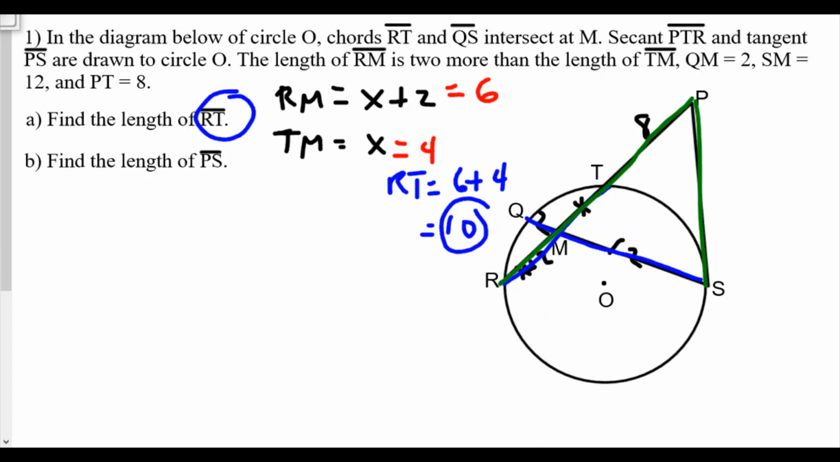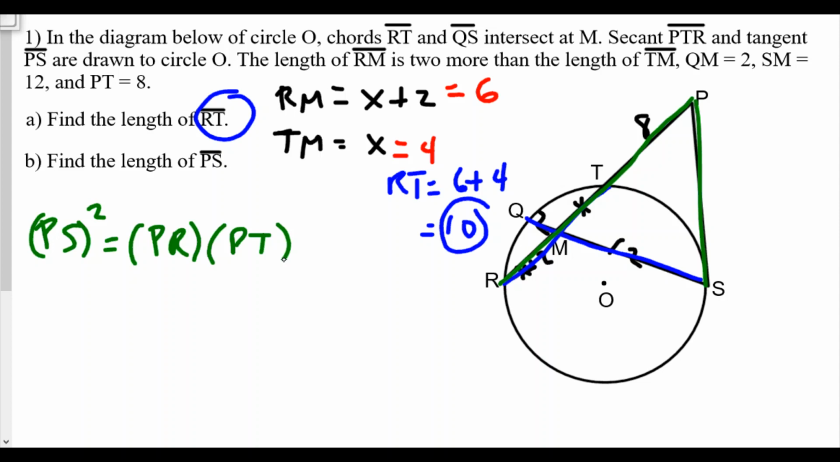We have in this case our formula. Whenever you have a tangent and a secant intersecting outside a circle, it's always going to be the measure of the tangent squared is equal to the whole secant, which is PR, times the measure of the outside or external segment, PT. Okay, so tangent squared equals the measure of the whole secant times external segment, which is PT.